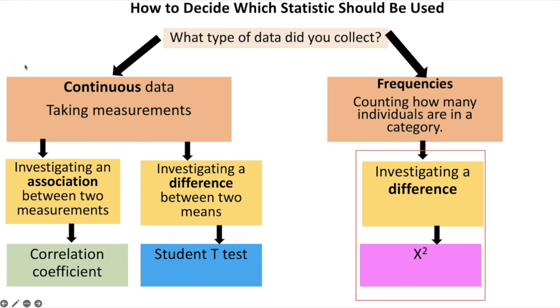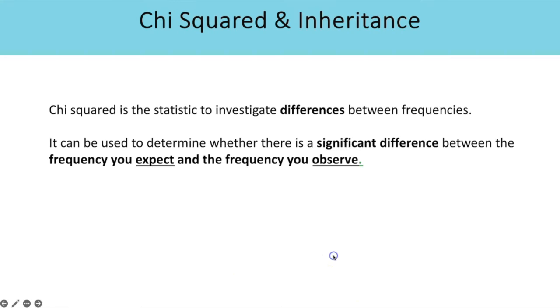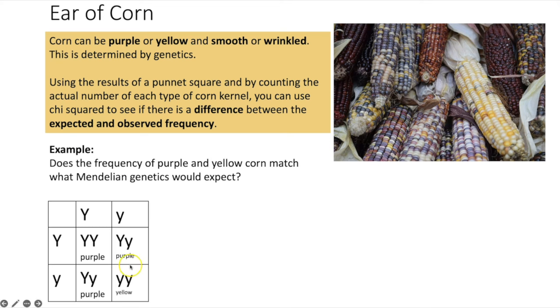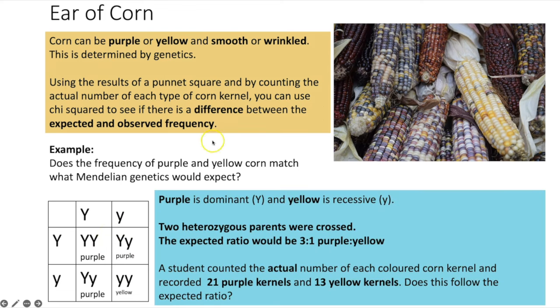Now, throughout that, I was talking about what we expected to see versus what we actually observed. And that leads us into using the statistic of chi-squared in inheritance. So chi-squared is the statistic to investigate differences between frequencies, and it can be used to determine, is there a significant difference between the frequency you expect and the frequency you observe? And in inheritance, that links to what we expect from the Punnett square, and we can compare that to what we actually observe if you count literally the phenotypes that are there.